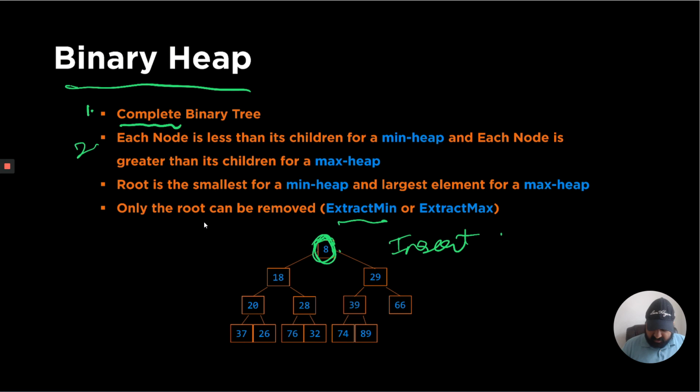18 is less than 20 and 28. 29 is less than 39 and 66. And then 20 is less than 37 and 26. And 28 is less than 76 and 32. Similarly, if you talk about any subtree, the root is going to be the minimum element of that subtree, and all elements which are below the root are going to be larger than that. So the property is entirely recursive. That is one important thing to note.